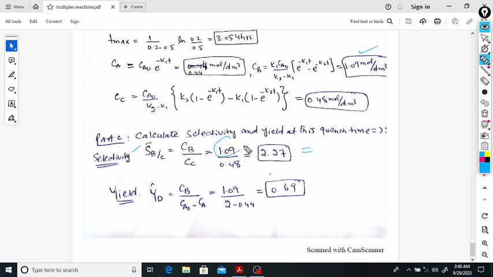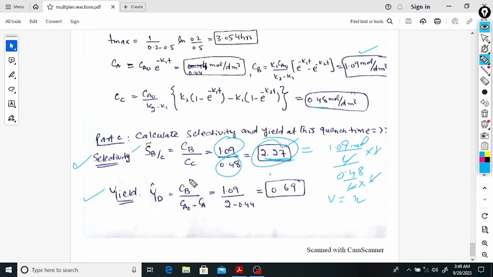So put this one, and this is the Cc, 0.48. So 1.09 mole per liter divided by 0.48 per liter. Suppose the volume of the reactor is 1 liter, so we will get mole divided by mole, it will be equal to 2.27. That is the selectivity of this batch reactor.